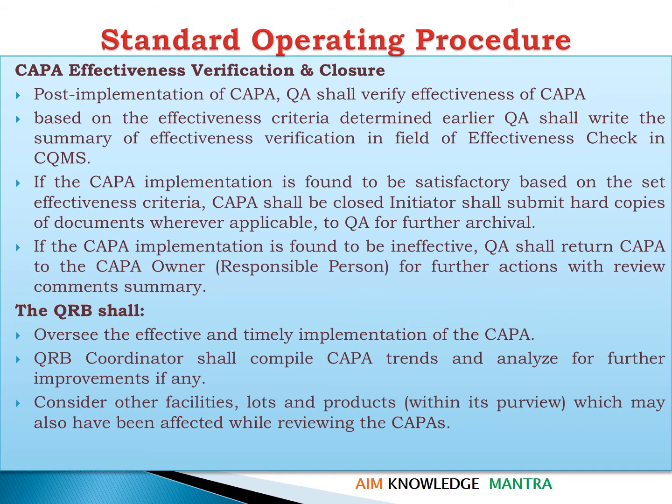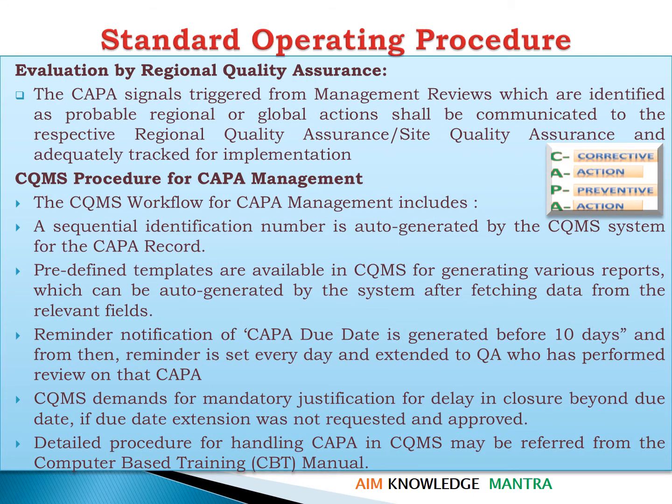The QRB shall oversee the effective and timely implementation of the CAPA. QRB coordinator shall compile CAPA trends and analyze for further improvements if any. Consider other facilities, lots and products, within its purview, which may also have been affected while reviewing the CAPAs. Evaluation by regional quality assurance. The CAPA signals triggered from management reviews which are identified as probable regional or global actions shall be communicated to the respective regional quality assurance, site quality assurance and adequately tracked for implementation.